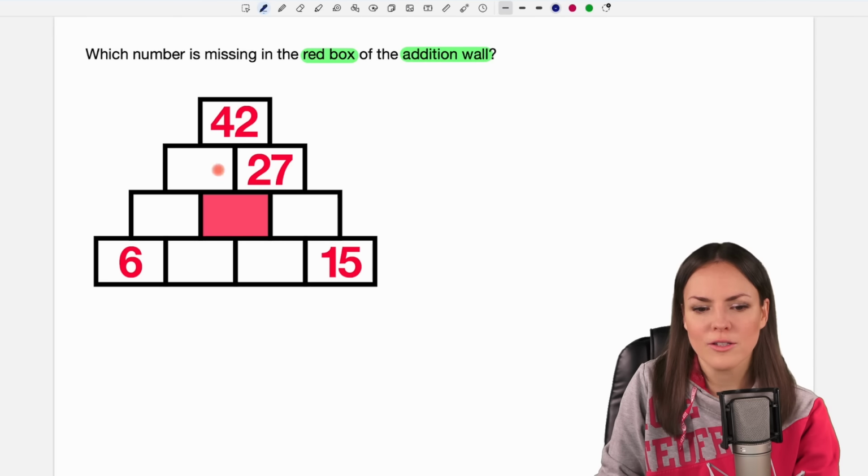So this means that we can start here. We want to add these two numbers and get this result. So 27 plus which number equals 42? It's 27 plus 15.